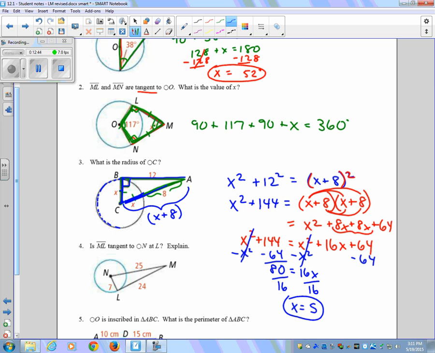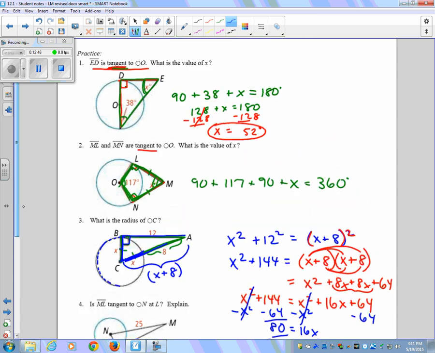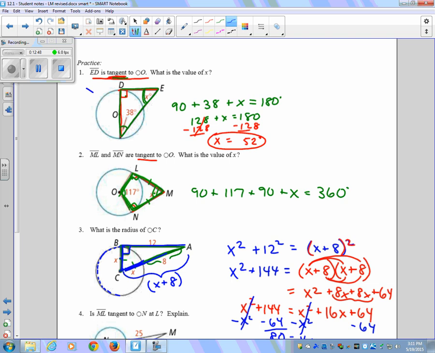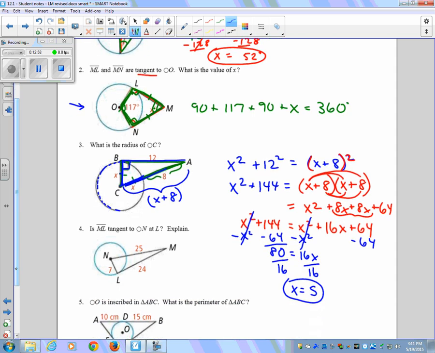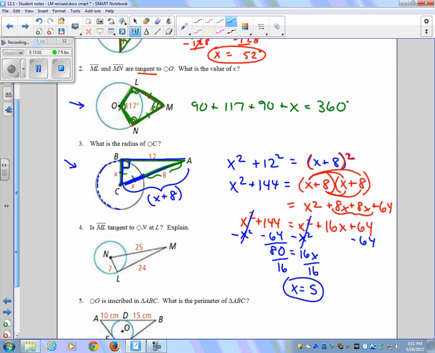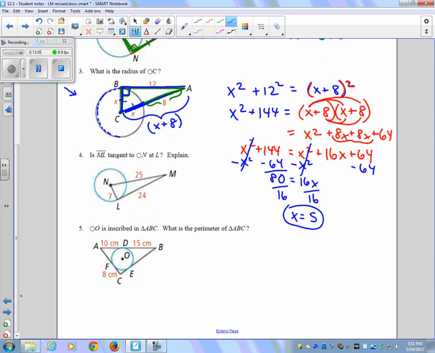Okay? So, the three problems that we did, here we involved the triangle sum theorem, all the angles add up to 180. Here, the quadrilateral sum theorem, which basically says they all add up to 360. And here we use the Pythagorean theorem. With right angles, there's a lot of things that we know how to do and we know how to solve for.